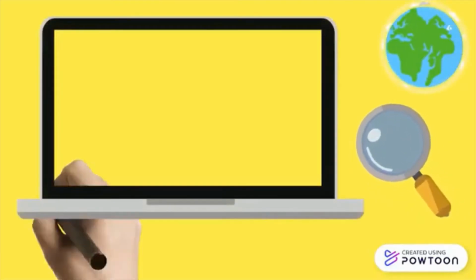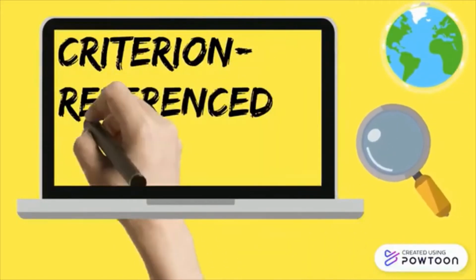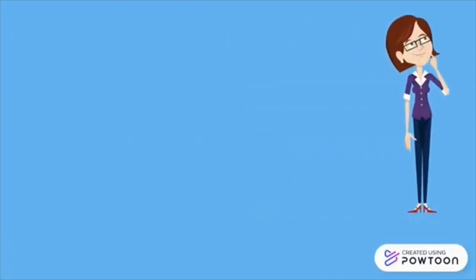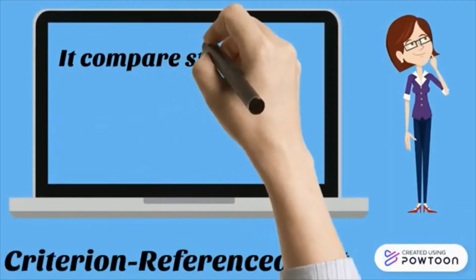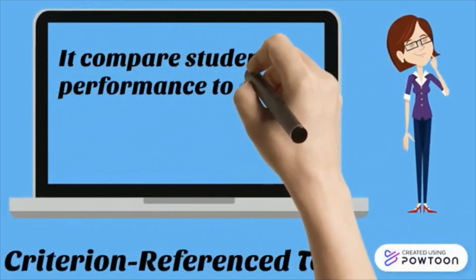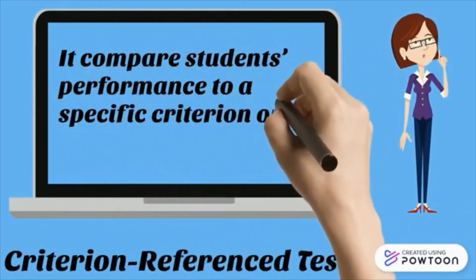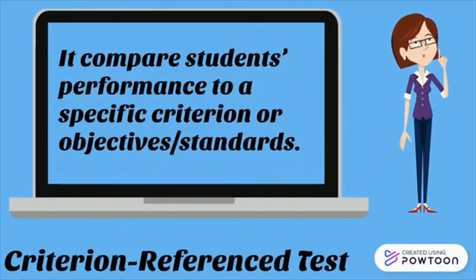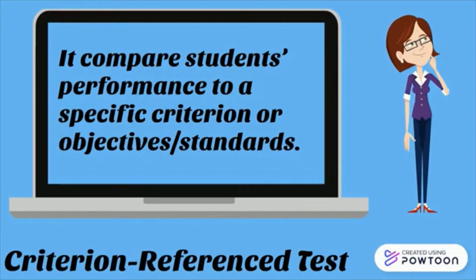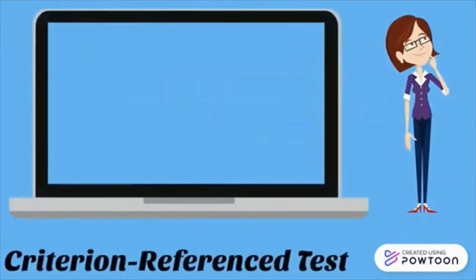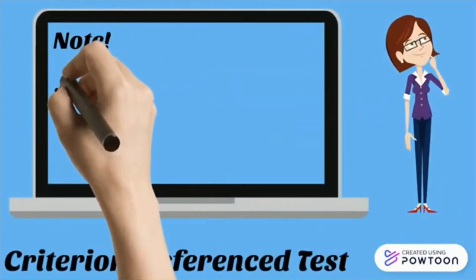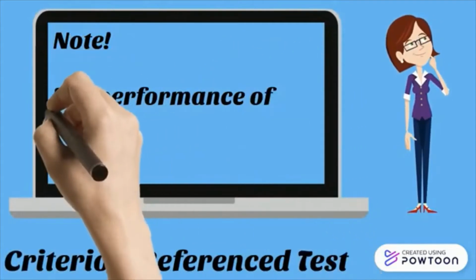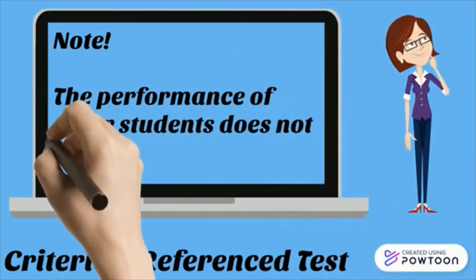First, we have Criterion Reference Test. It compares students' performance to a specific criterion or objectives or standards. Performance of other students does not affect a student's score.